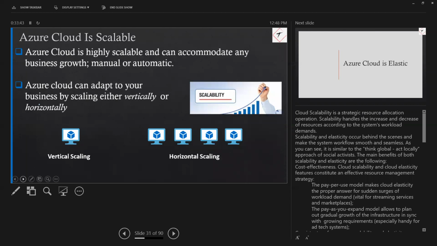It is scalable, so that means you can use it as and when your business grows. So you can choose either I want to scale it manually or automatically. You can adapt scaling either vertically or horizontally. So vertical scaling is where, let's say, you have a virtual machine of 2 GB RAM and 250 GB hard disk space. So you say I want to go for an 8 GB RAM and 1 TB hard disk space using the same virtual machine. So that is known as vertical scaling.